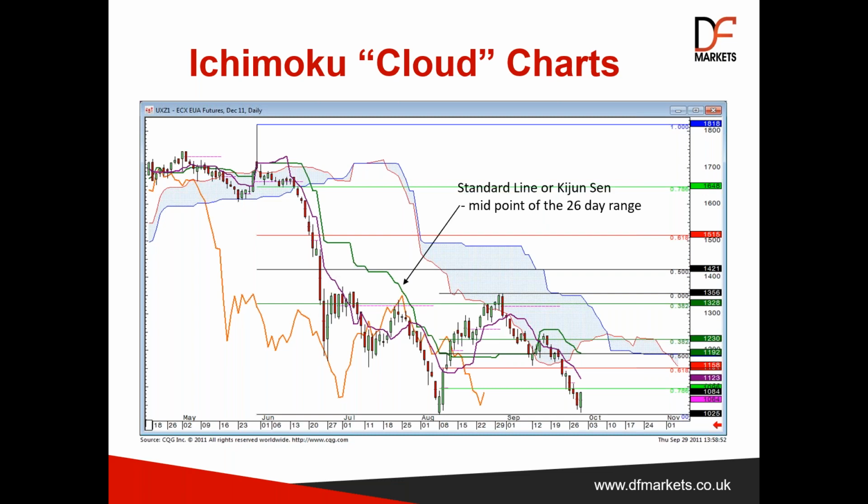Then the green line on our chart is called the standard line, or in Japanese the Kijūsen, and that is the midpoint of the 26 days range. You might be familiar with these. 9 and 26 are similar values that are used in the stochastic oscillator, so it's interesting how two completely different methodologies have come up with very similar values for their calculation. So that's our standard line.